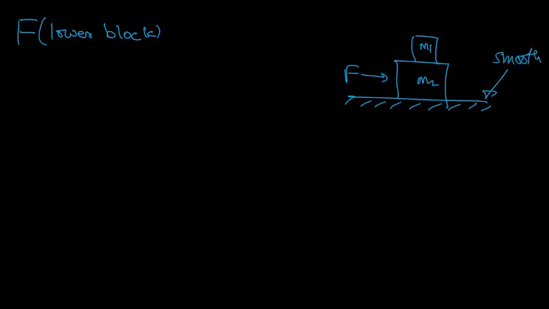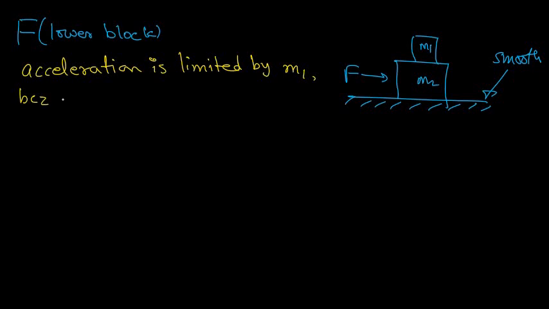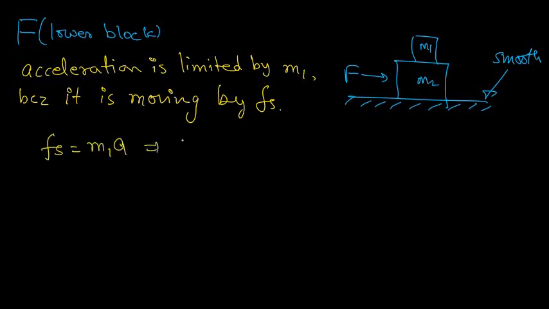Now, using the same concept which we have just written earlier, the acceleration is limited by mass m1 because it is moving by Fs, that is the frictional force. So the frictional force is m1 times the acceleration a. It means a is equal to Fs by m1.